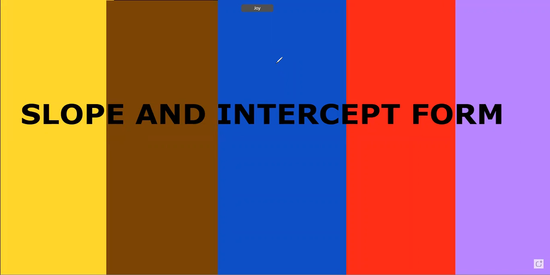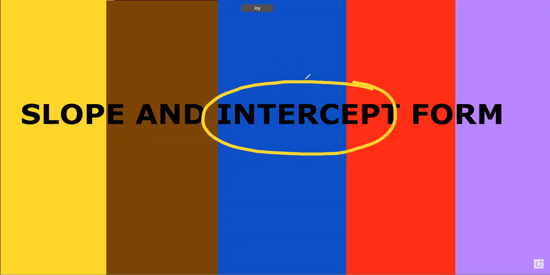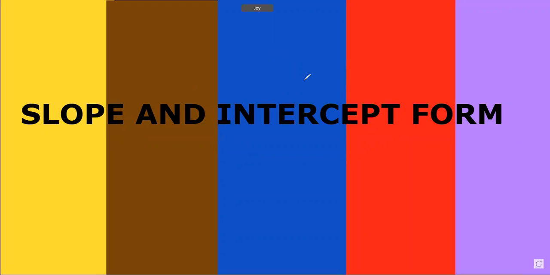Hi everyone. So today we are going to learn about the intercept in the slope intercept form. How many kinds of intercepts are there? How to find out the intercepts? These are the things we need to learn here.